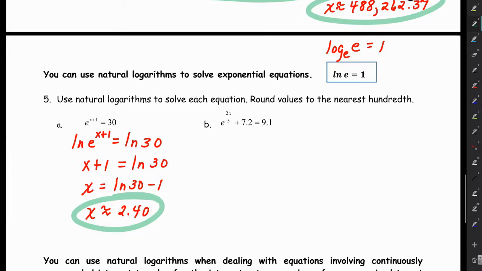All right, now before we start letter B, we want to isolate e. We need this part of the equation by itself, or it's just going to get way too complicated. So what we're going to do is subtract 7.2 from both sides. All right, so that's going to leave e by itself on the left side. And then 9.1 minus 7.2 is 1.9. All right, now we can take the ln of both sides.